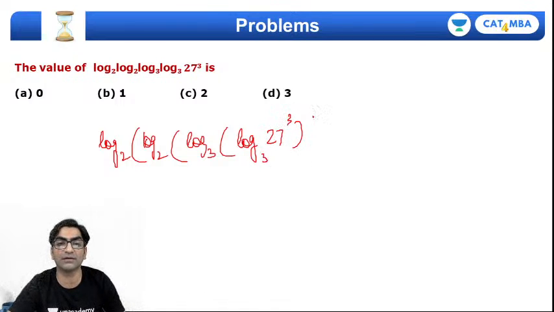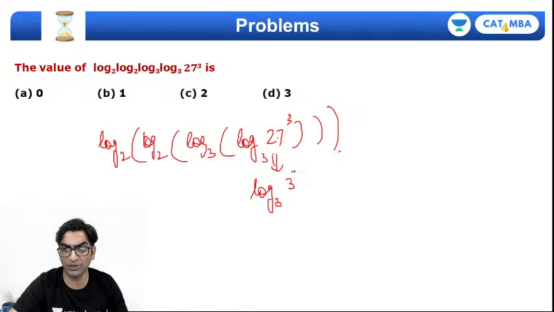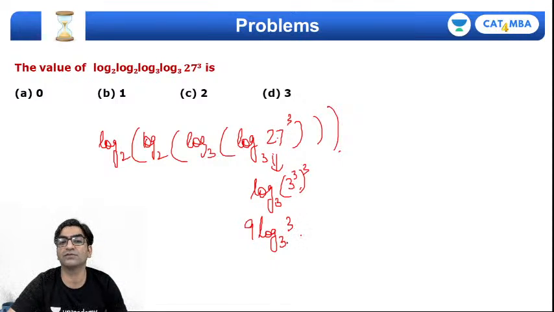तो बिल्कुल अंदर से शुरू करते हैं. log 27 cube, तो इसको मैं लिखूंगा log in the base 3. 27 itself is 3 cube. So 3 cube का whole cube है, मतलब 3 power 9 बनेगा. This will become log in the base 3 of 3 power 9. तो 9 बाहर आ जाएगा ना. So this will become 9 log 3 in the base 3, which means 9.